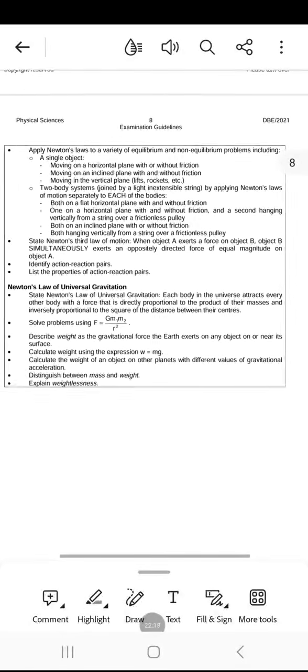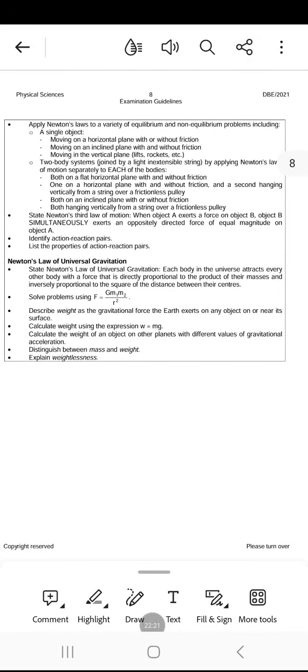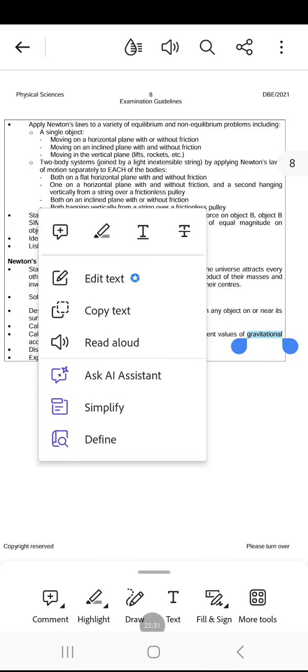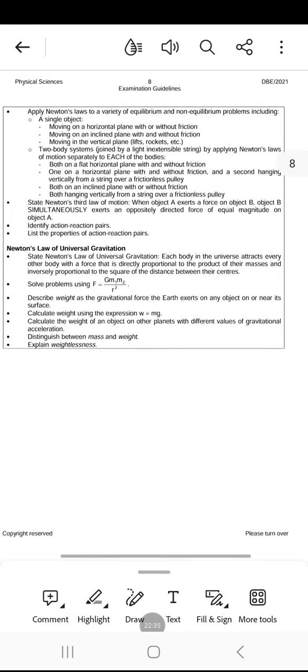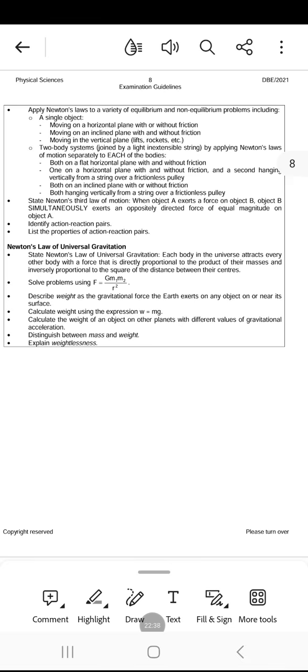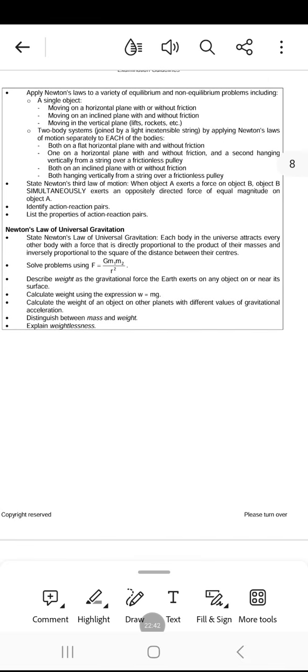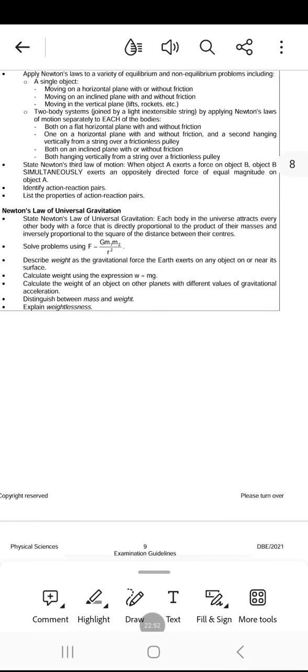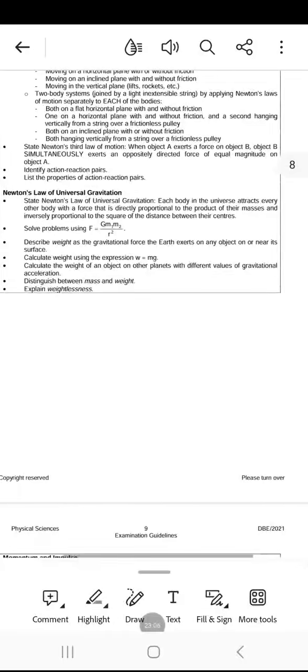Here you see the next point: apply Newton's laws to a variety of equilibrium and non-equilibrium problems, including a single object moving on a horizontal plane with or without friction, moving on an inclined plane with and without friction, moving in the vertical plane, lifts, rockets, etc. Then two bodies joined by a light inextensible string, by applying Newton's laws of motion separately to each of the bodies, both on a flat horizontal plane with and without friction, one on a horizontal plane with and without friction, and the second hanging vertically from a string over a frictionless pulley. Okay, so we're going to do this.